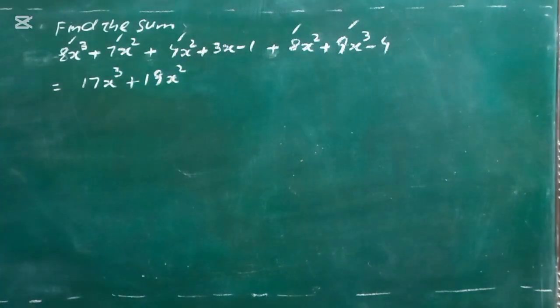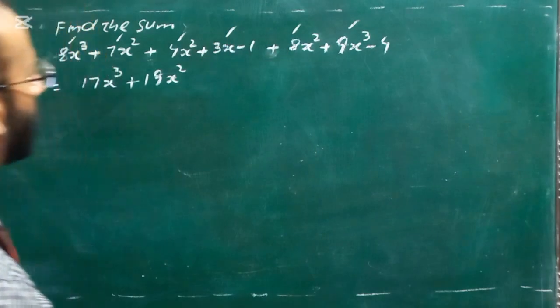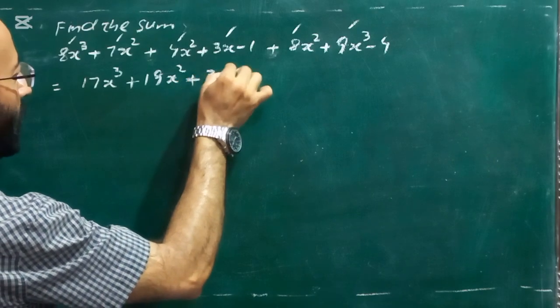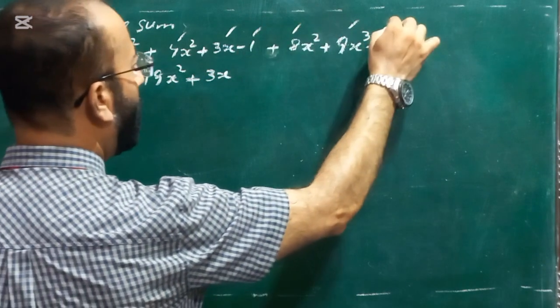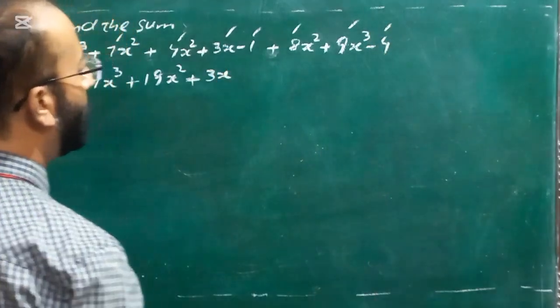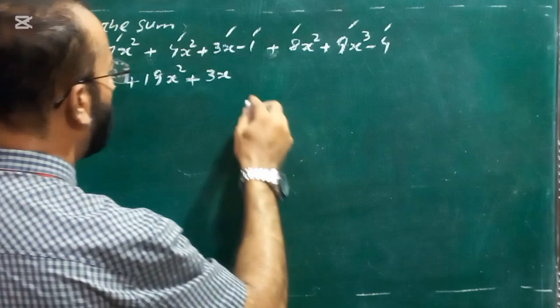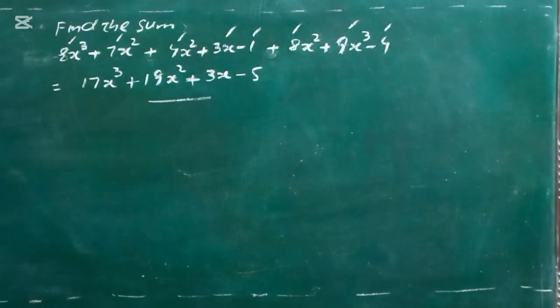Now solve the x values. So only one value is there. So write it as it is. So 3x, and finally -1 and -4. These are the digits. So these will be solved separately. So -1 -4 will be -5. So this is the answer.